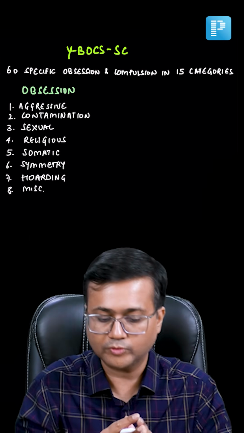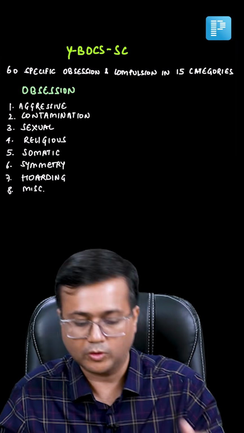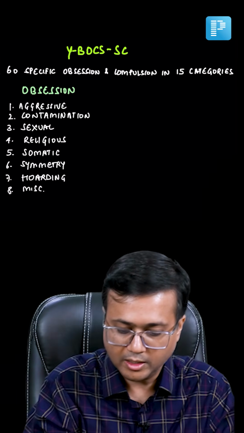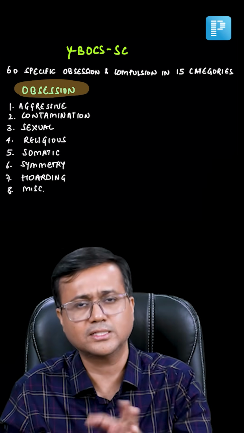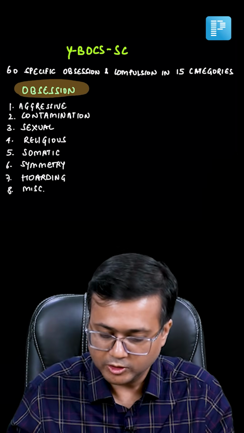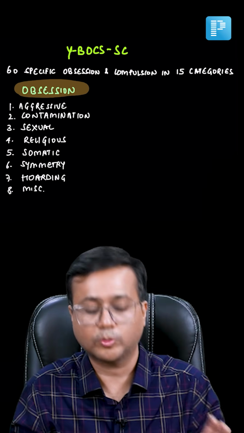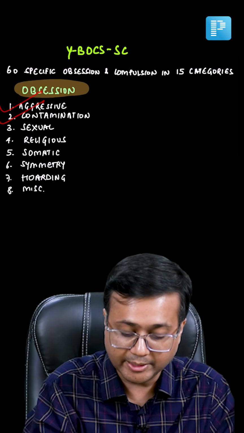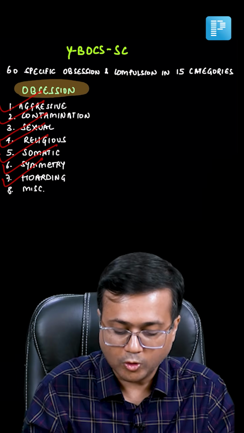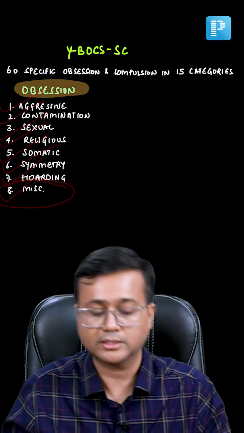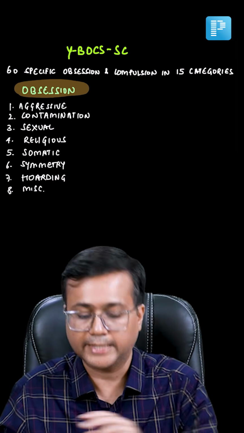So, let's discuss some of the categories of this Y-BOCS checklist. In total we have 15 categories: obsession has 8 categories and compulsion has 7 categories. Some of the important categories in obsession: you'll find aggressive, contamination, sexual, religious, somatic, symmetry, hoarding, and certain miscellaneous things in the categories.